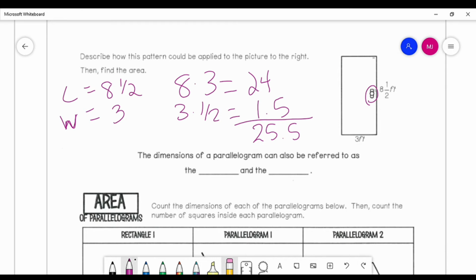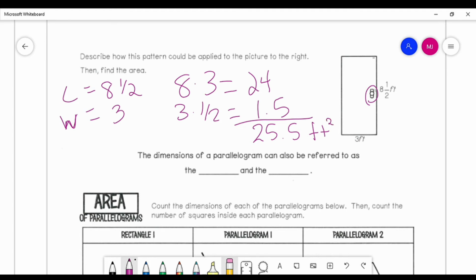8 1/2 times 3. 25. Yeah, we got it. 25.5, yes. Good job. And so this is in feet. You need to remember that area is in square units, literally. Just like the ones we just completed is counting squares.